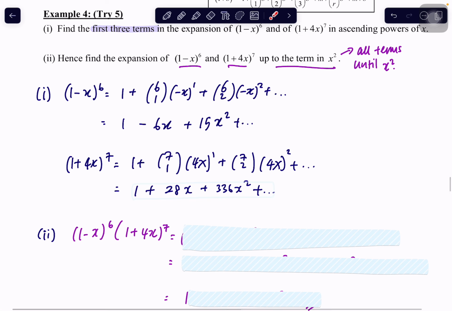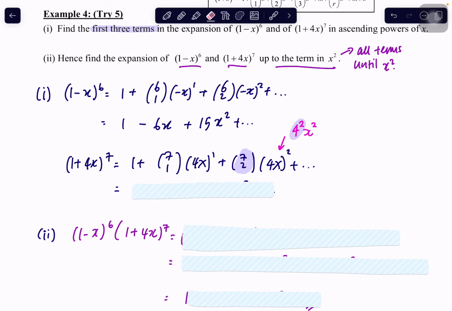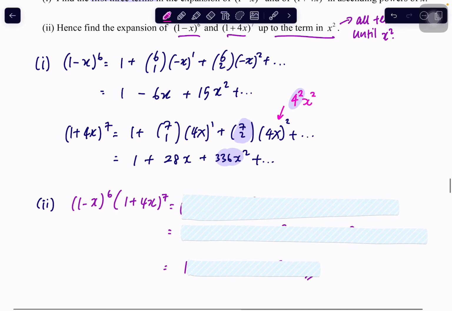Okay, so there's no issues. Very easy and very straightforward expansion. Just make sure that you apply the laws of indices here. So this part here, please take note, this is 4 squared times x squared. So you should key into the calculator 7 choose 2 times 4 squared, and that should give you 336x squared. Okay, so please be careful for terms like this.